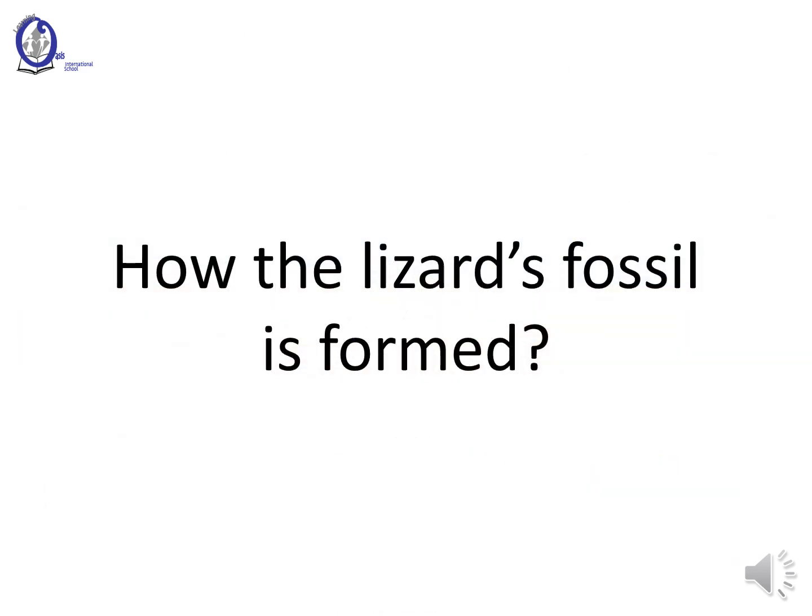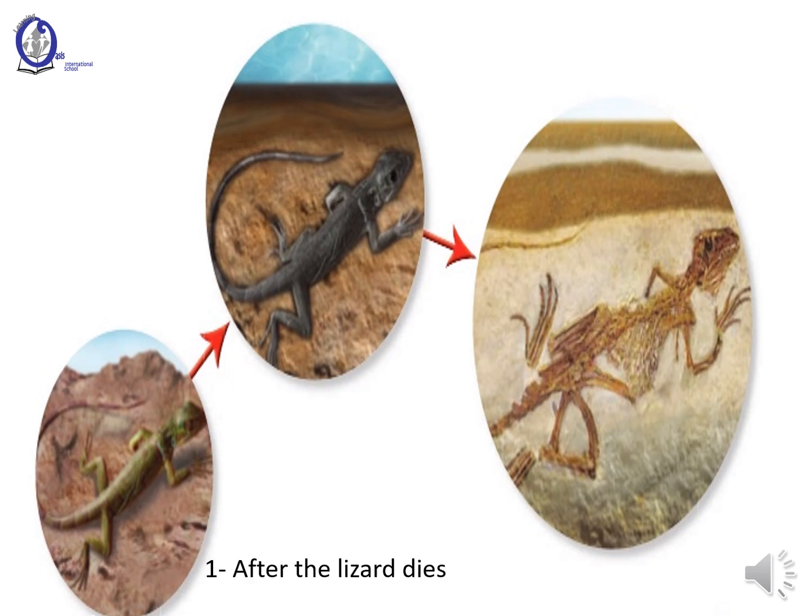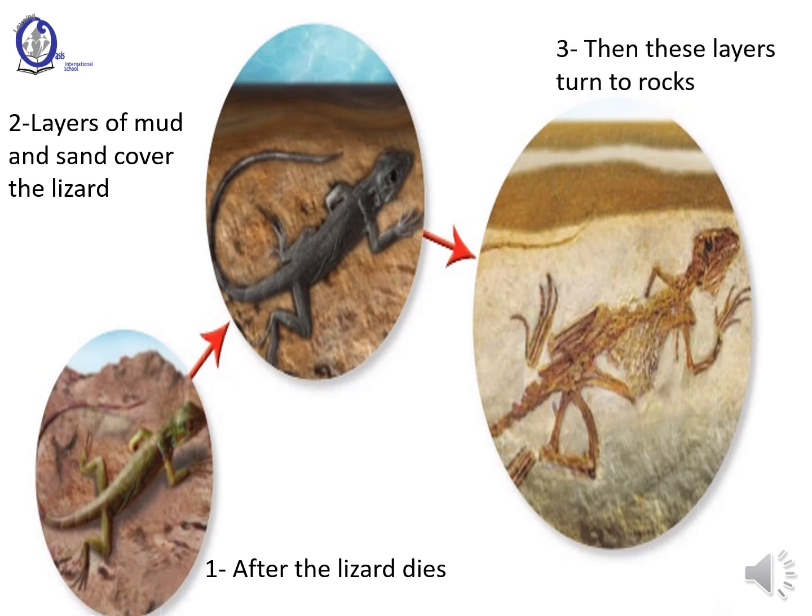Now let us know how the lizard's fossil is formed. Number 1, the lizard will die. Number 2, layers of mud and sand cover the lizard. After the lizard dies, many layers of mud and sand will cover the lizard. And after many years, a lot of years, these layers will turn to be rocks.